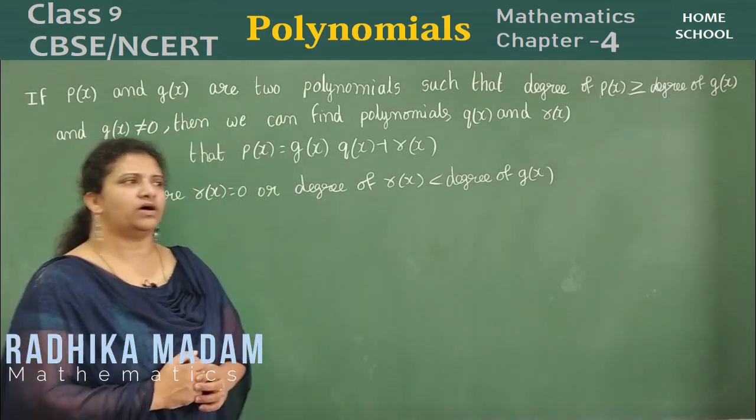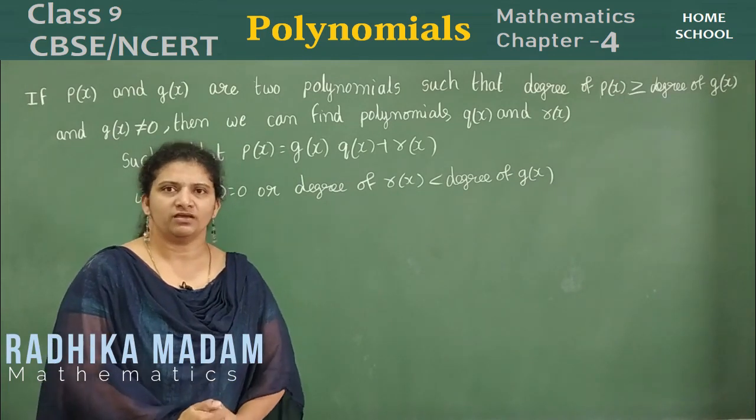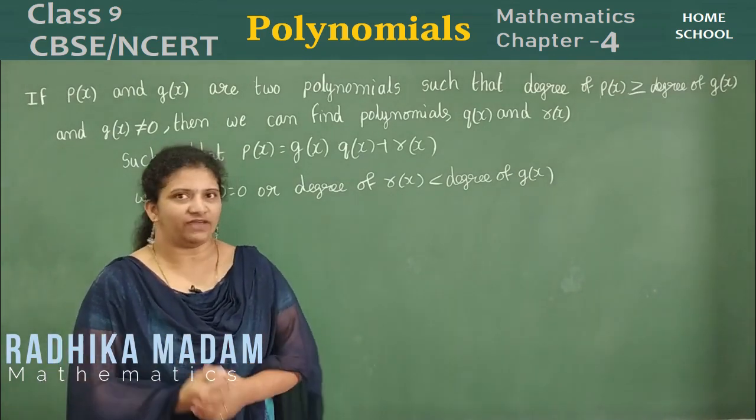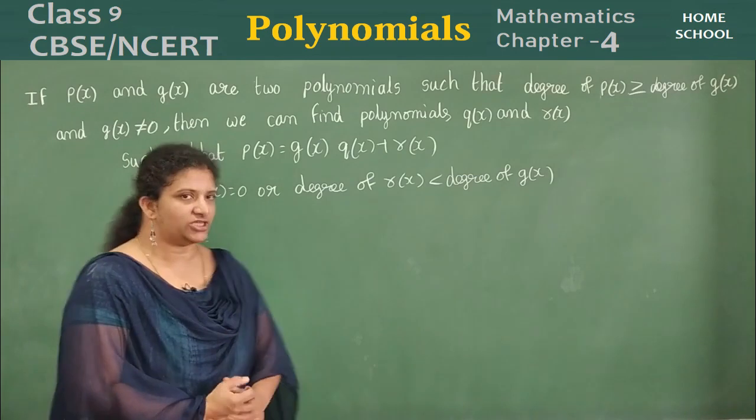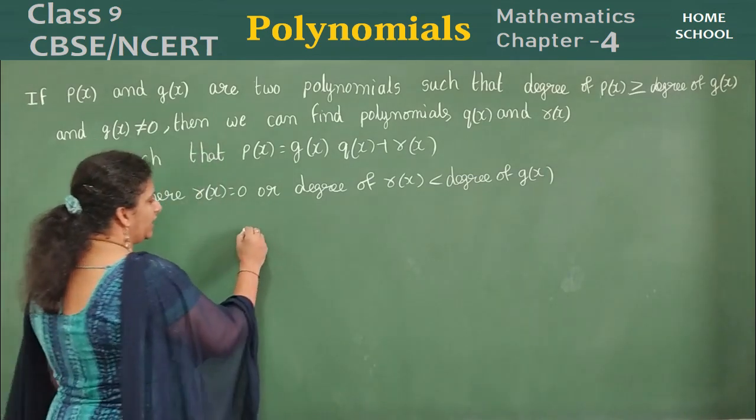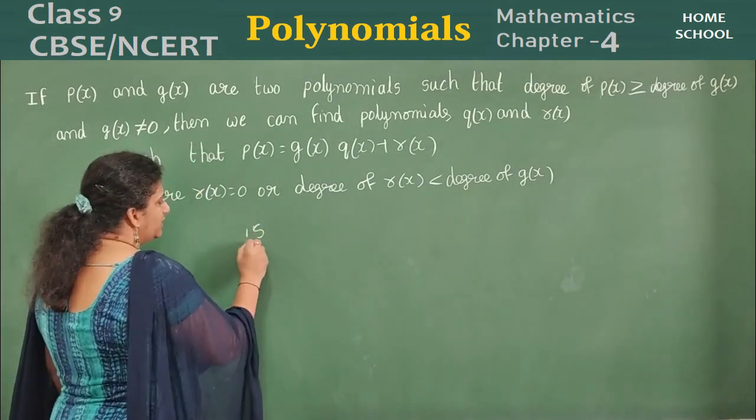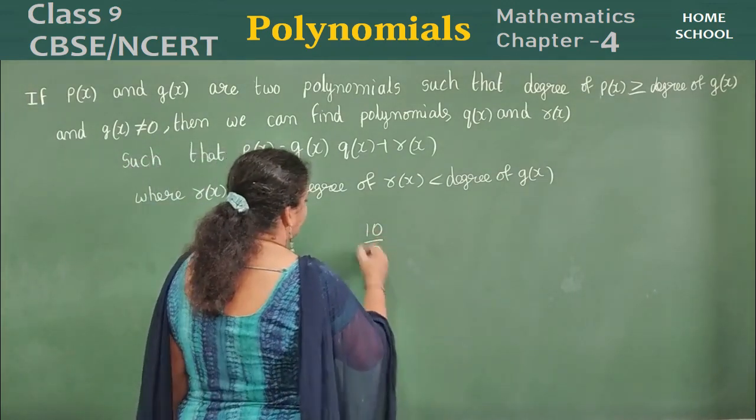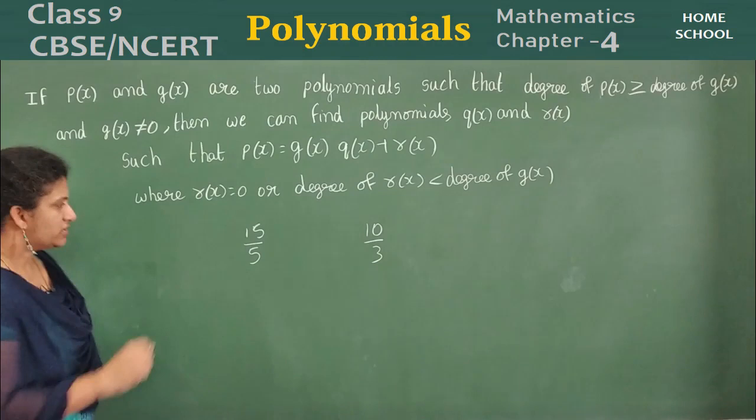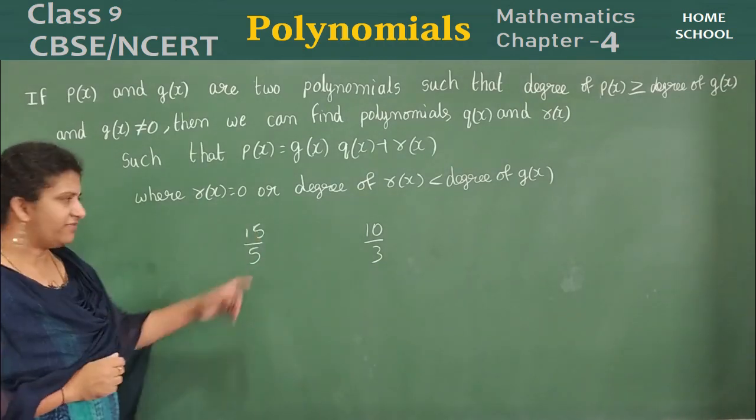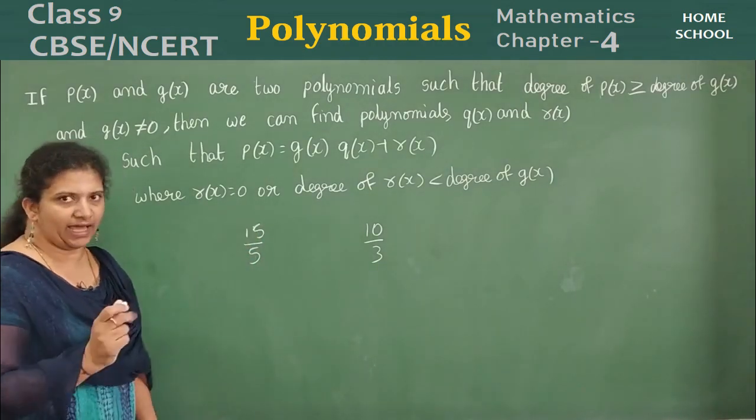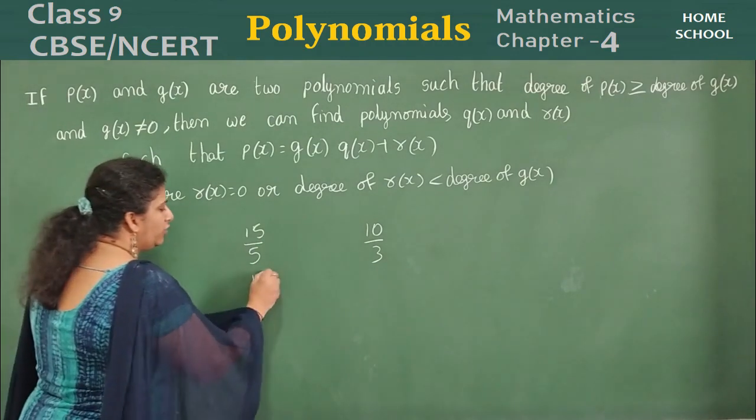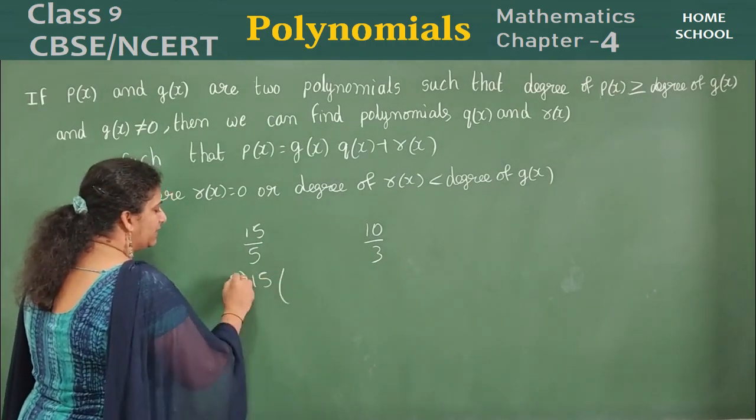So, we know divisions. Yes or no, children? We know normal divisions. Let's do some divisions here. So let me take 15 divided by 5 or 10 divided by 3. Okay. So how do you do this? 5 3s are 15, directly you will cancel. Or if you do division, what will be happening?